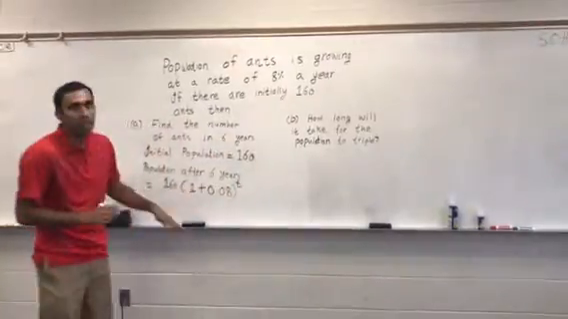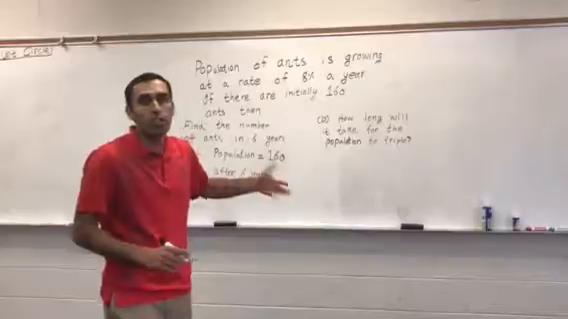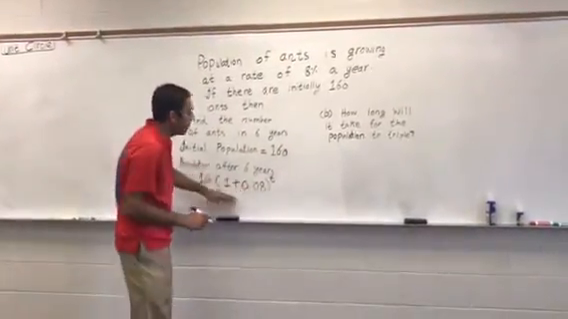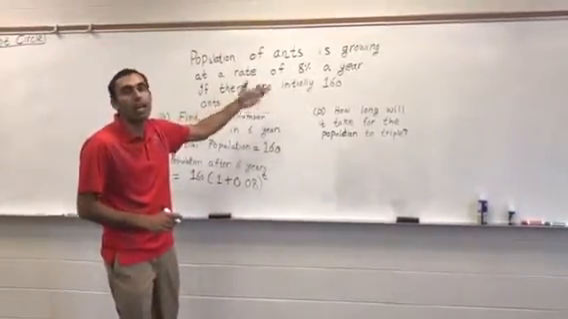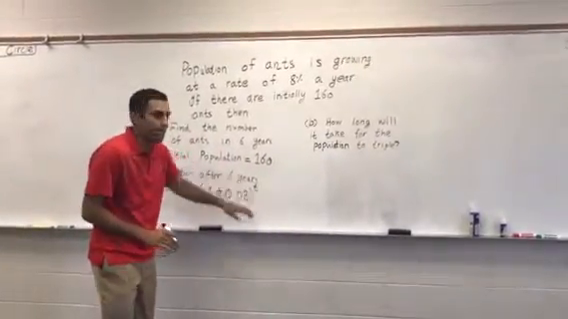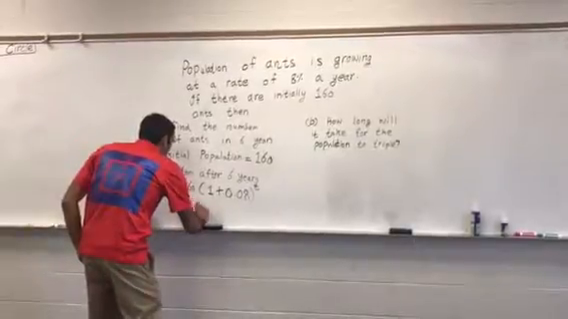Why is it a power and not multiplication? Why is it an exponent, not multiplication? Because it's a percent. So it's increasing by that percent. If the question was it's increasing by 8 ants per year, no percent, then you would just multiply it by t.